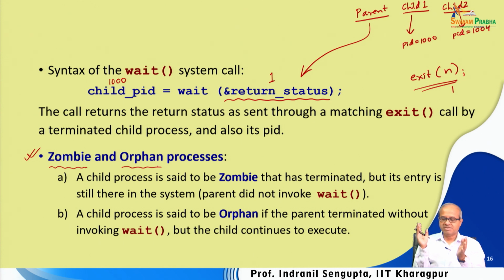But an orphan process is slightly different. It says that the child process is still running, but due to some reason the parent process has terminated. The parent process did not use the wait system call, so it did not check whether the child had terminated or not, but the parent prematurely terminated, and the child is continuing. Such a process is referred to as an orphan process, that means a process which does not have a parent, right. So, these are two special names given to two special kinds of processes, zombie and orphan.